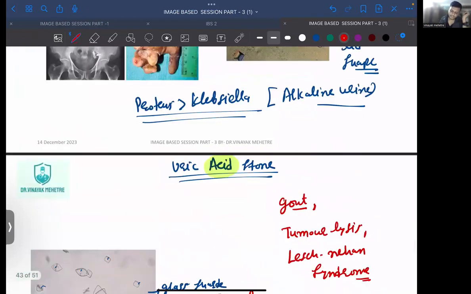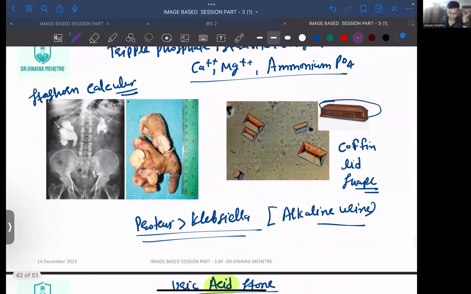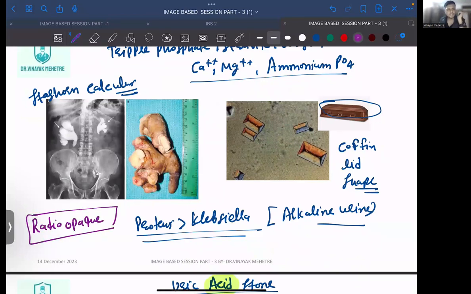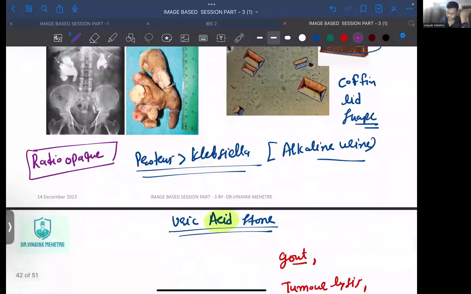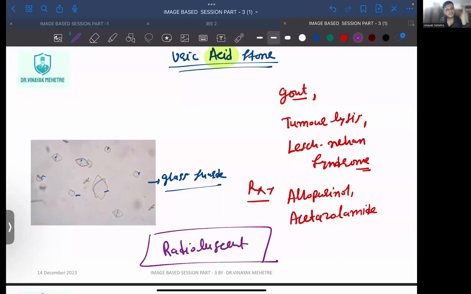Okay, now tell me ये कौन सा है, रेडियो ओपेक और रेडियोलूसेंट? ट्रिपल फॉस्फेट कौन सा है? रेडियो ओपेक. कंफ्यूजन क्यों है? When you don't know the answer in kidney stone, it is always going to be radio opaque. ठीक है, but uric acid stones are radiolucent. ये याद रखना जरूरी है. Yes, rest all are radio opaque except uric acid stones. कंफ्यूज नहीं होना है. ओके, कंफ्यूज नहीं होना है.